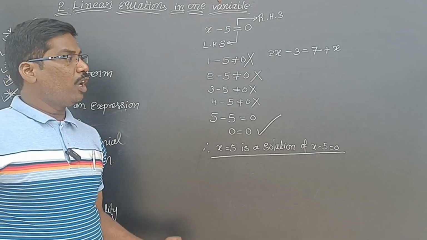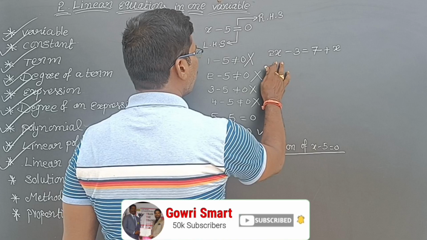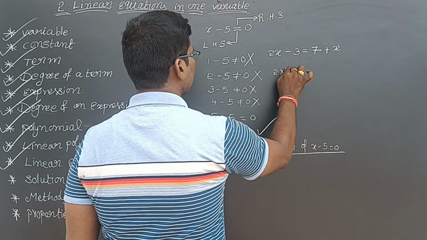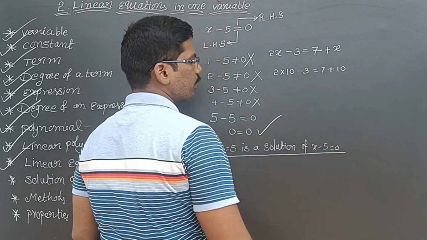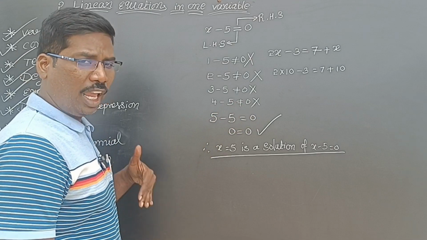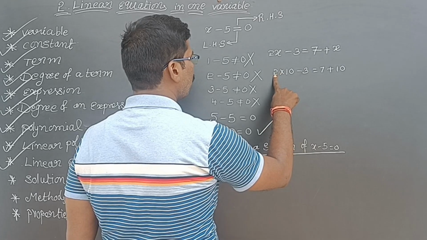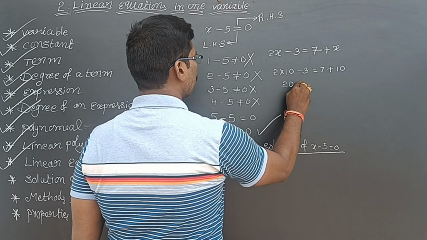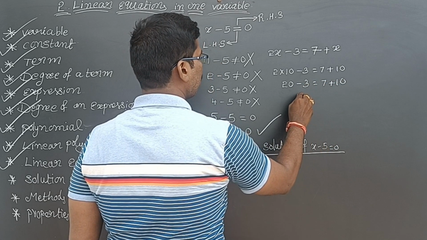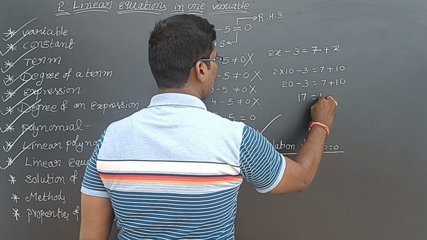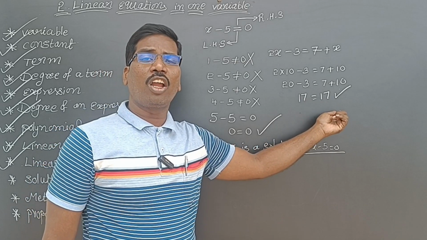This is the solution. Now we'll find it for this one. See here, I am taking x is equal to 10, because I know very well. That's what I have written. I will say how to find it also. According to the BODMAS rule, 2 tens are 20. So 20 minus 3 is 17, and 7 plus 10 is 17. On the left-hand side I got 17 and on the right-hand side I got 17.